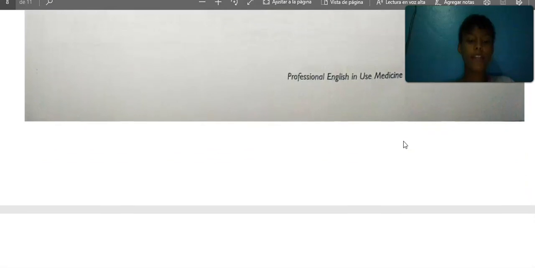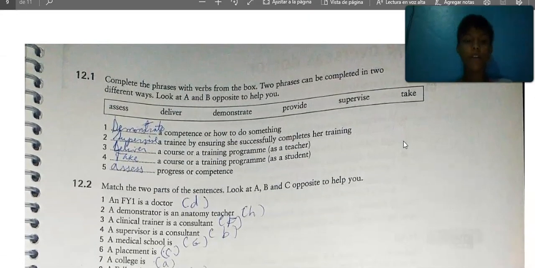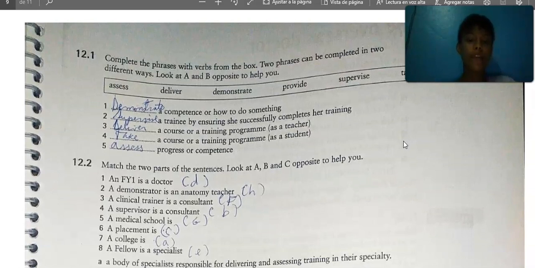Then we have exercises from Unit 12. Complete the phrases with verbs from the box. Two phrases can be completed in two different ways. Look at A and B opposite to help you. Demonstrate a competence or how to do something.